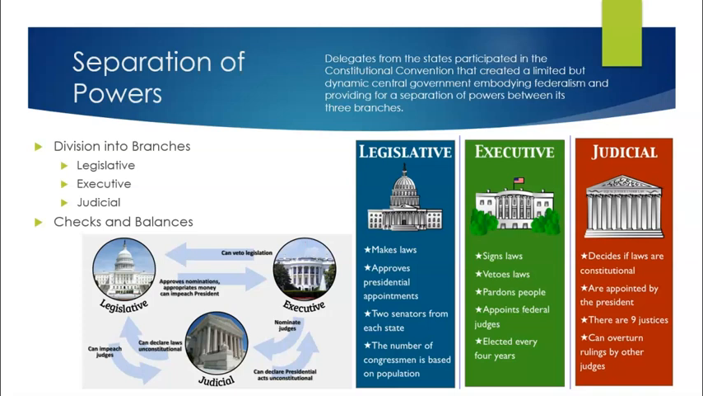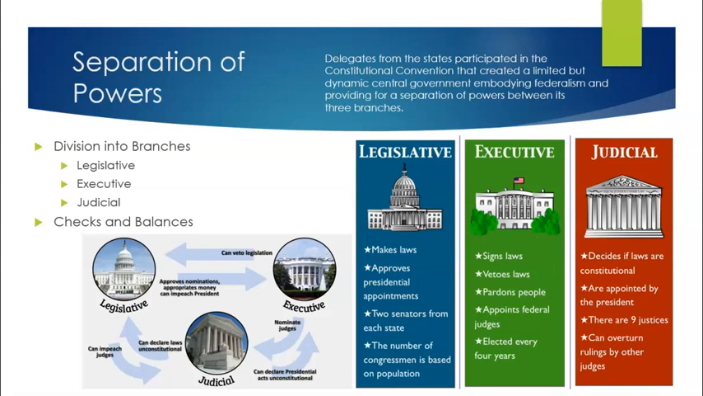For example, Congress passes laws, but the president must sign it in order for it to become a law. Otherwise, it can be vetoed, which is a check on the power of Congress. As a check on the president's power, his veto could be overridden with a 2/3 vote in both houses, which is actually quite hard to get.